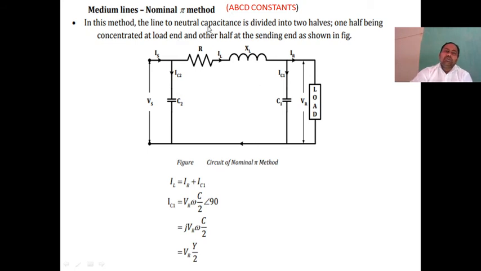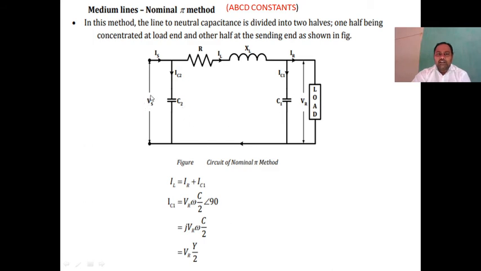They have two inputs or two outputs. How can we find out the ABCD constants? First, draw the circuit diagram. Already we know the circuit diagram of nominal pi method. In nominal pi method, the total impedance is in the middle of the transmission line, and half of the capacitance: C1 is equal to C by 2, C2 is equal to C by 2.